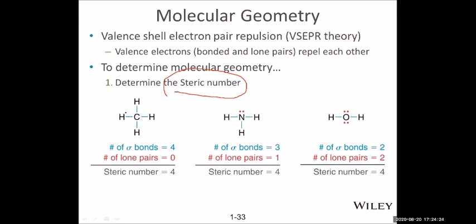This compound has 4 electron groups, so that makes it tetrahedral. The steric number is 4, or tetrahedral geometry. And this is the ammonia molecule, with 1 lone pair and 3 bonds. The lone pair counts as 1 electron group, so the steric number, or the number of electron groups, is also 4. And water is also 4, because it has 2 lone pairs, and each one counts as 1 group.